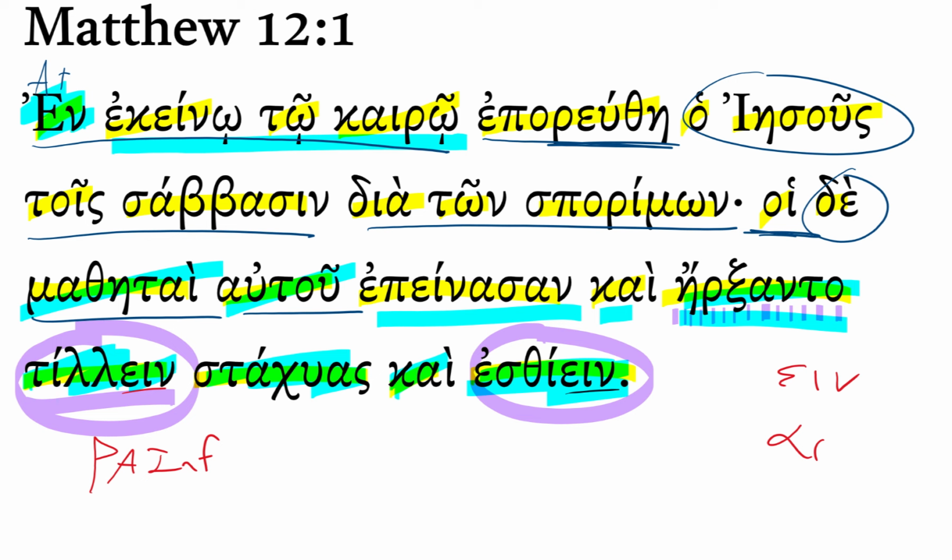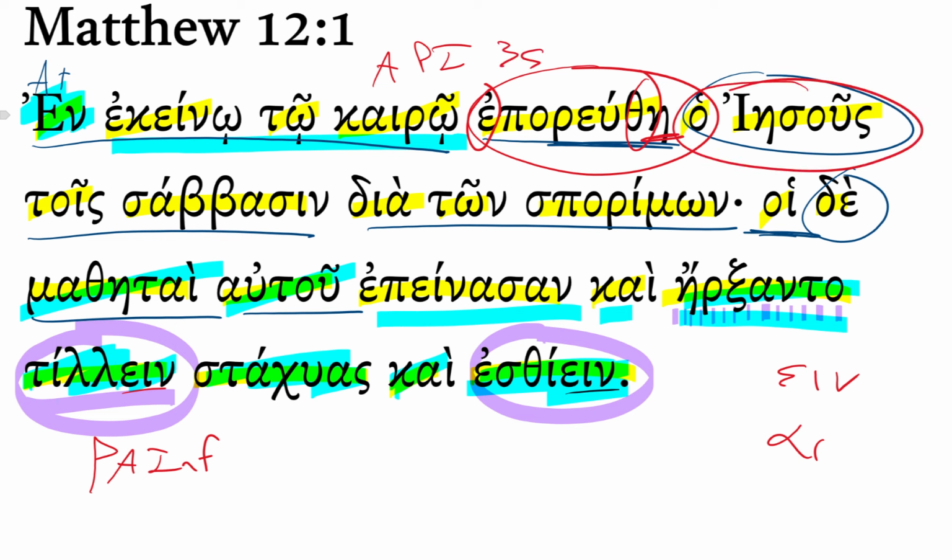Let's look at this eparuthe. As soon as you see the augment and you see the theta, you say, bam, I know what that is. That's an aorist passive indicative. It's a third person singular to match the third person singular subject. Why didn't we translate it as passive?